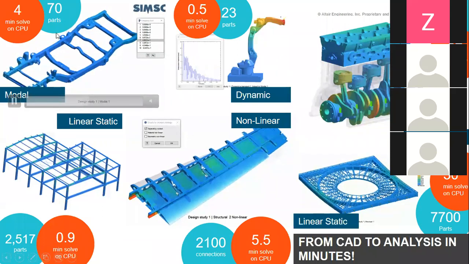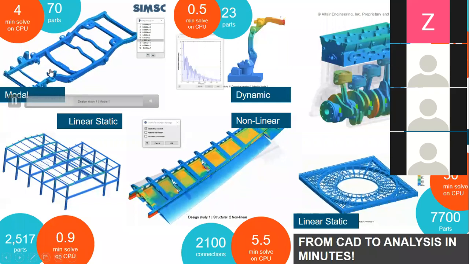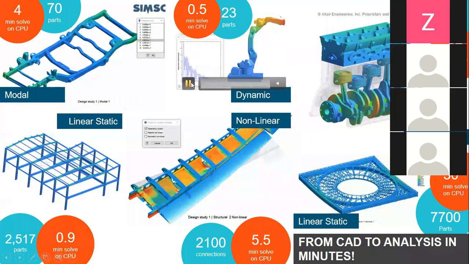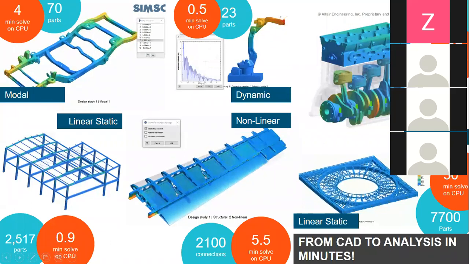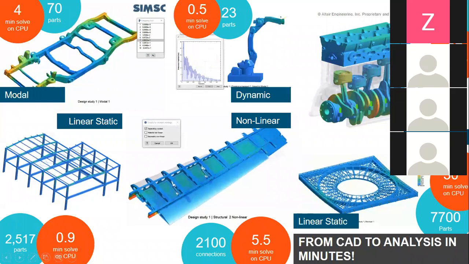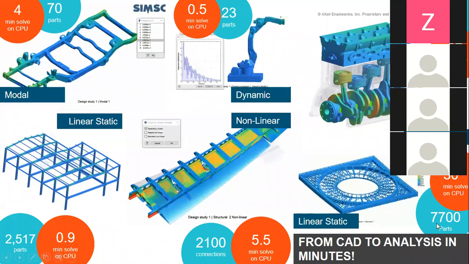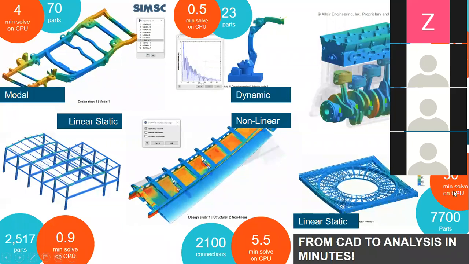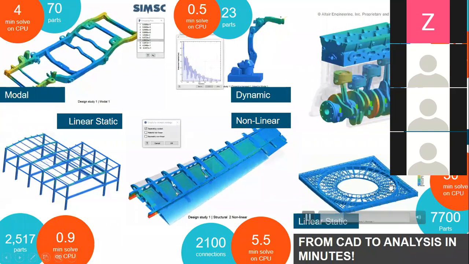So this one is 70 parts. It took 4 minutes to get the complete analysis. The robotic arm has 23 parts, and it took 0.5 minutes. This one has 160 connections. It took 27 minutes. This one has 7,700 parts and took 30 minutes. In half an hour, the whole assembly gets simulated and gives you the results for the post processing.